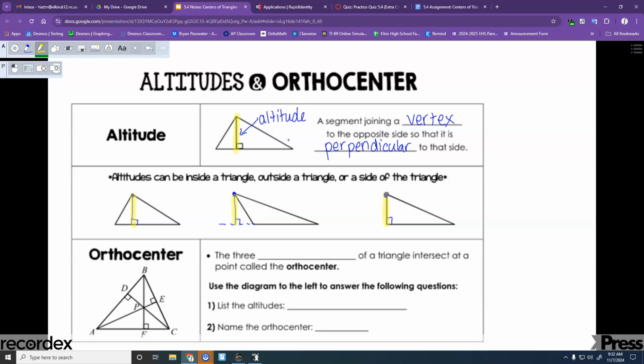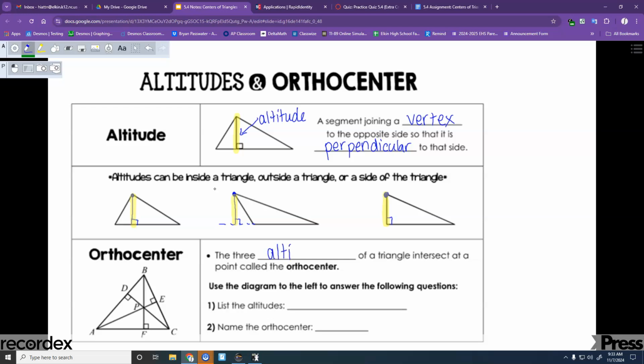Does the altitude cut the side in half? Not most of the time. If it's an equilateral triangle or isosceles, it might. But otherwise, no. And most of the time, it does not. And as you can imagine, since the altitude can be on the outside of the triangle, sometimes your orthocenter is also on the outside of the triangle. We're not going to do nearly as much with the orthocenter as we are with some of the others. It doesn't have a lot of special properties that we can apply, so you won't see a ton of these.